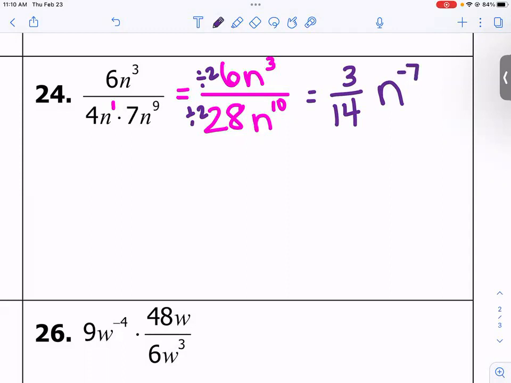The n to the negative 7. Can we talk about y, Brady? We have 3 minus 10. Okay. So I want this answer to be 3 over 14 n to the 7th. To make the power positive, we need to put n to the 7th in the denominator. So we'll just put it with the 14.